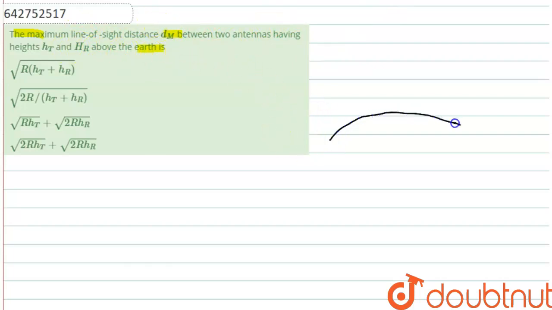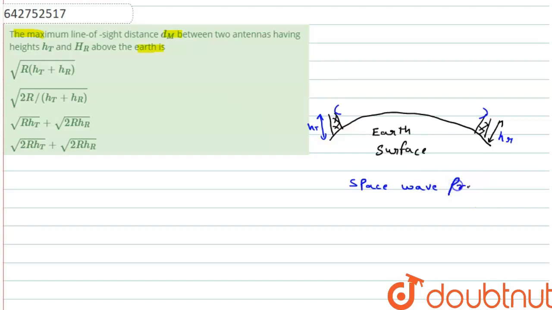Students, we can draw this is the earth surface, and there is an antenna. This is the transmitting antenna and this is the receiver antenna. The height of the receiver antenna is HR and the height of the transmitting antenna is HT. This is space wave propagation, and students, this is used for broadcasting in television.